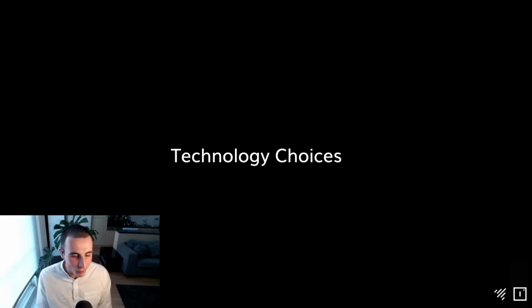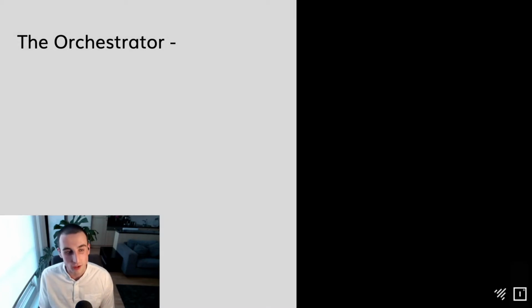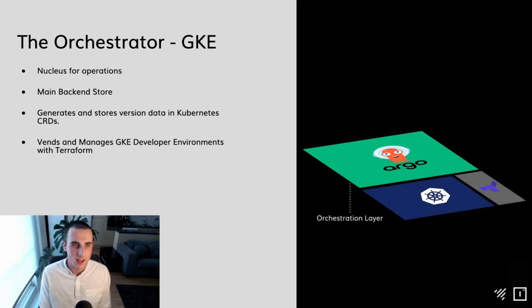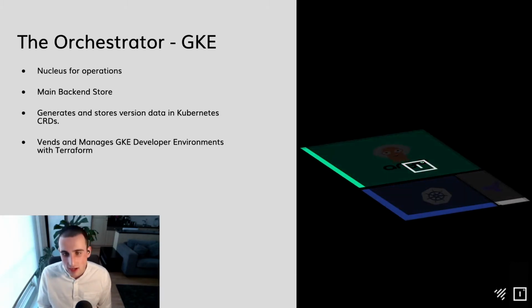Okay, so the grand reveal. What were our technology choices? I'm sure you're not all shocked to find out that our decision for the orchestrator cluster was to use Kubernetes and Google Kubernetes Engine. As I mentioned, it's our nucleus for all operations. It is our main backend store. We mentioned that we wanted to keep track inside of our orchestrator cluster with dedicated versioning. We achieved that by using Kubernetes CRDs.